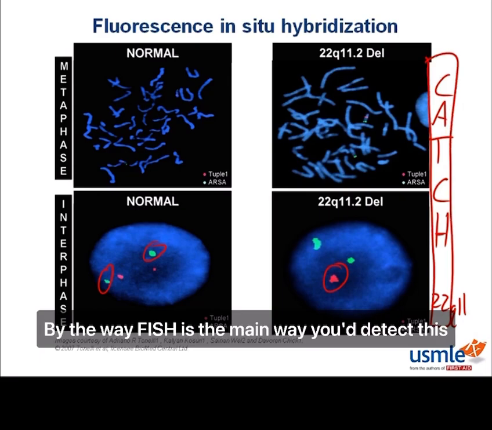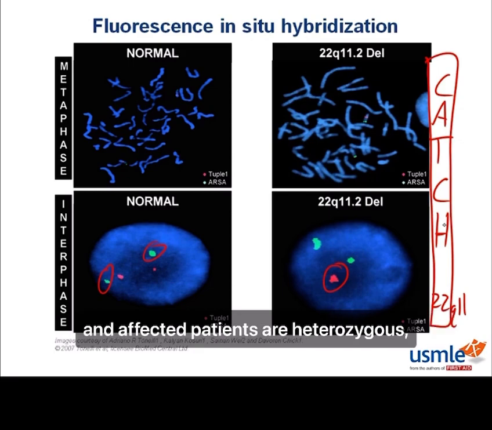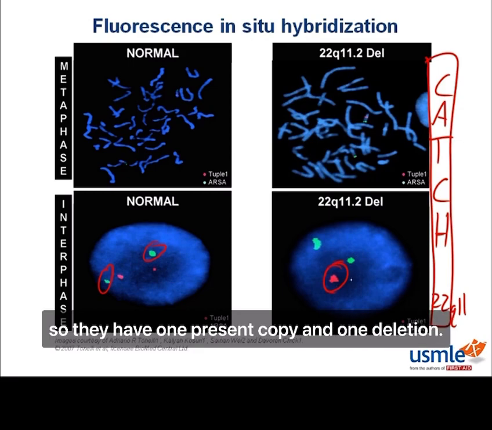By the way, FISH is the main way you detect this, and affected patients are heterozygous, so they have 1 present copy and 1 deletion.